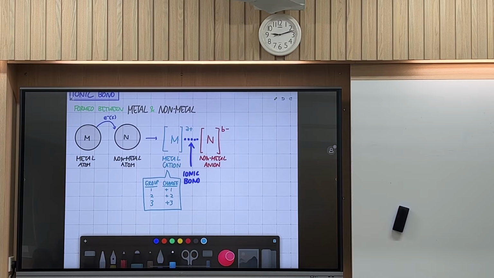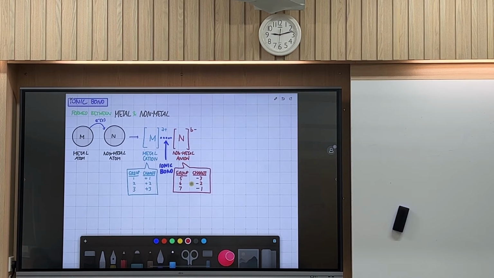Which three groups will form negative ions? Groups 5, 6, 7. What are their charges now? -3, -2, -1. Yes, -3, -2, -1. We did a discussion on this, remember? So 5, 6, 7, -3, -2, -1. That's how the group number affects the charge.